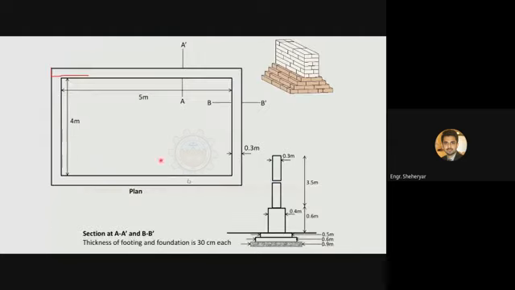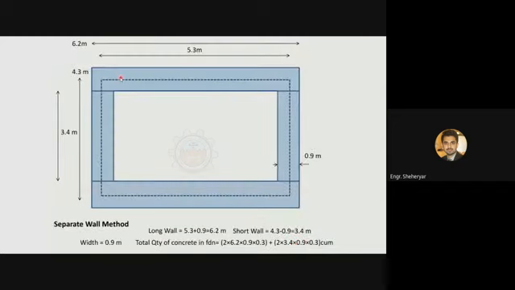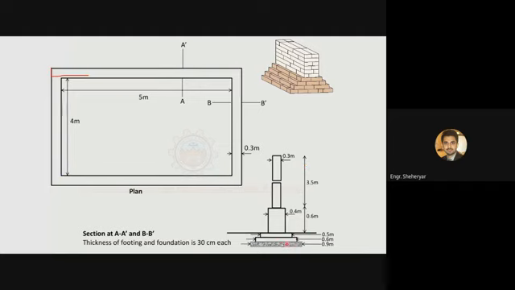Now I want to estimate the quantities of the materials at this level, at the level having the width equal to 0.9 meters. So I am drawing the plan view at this level. This is again the same structure, but now the wall thickness is greater, 0.9 meters, because I am showing the plan view of this structure at this level having a width of 0.9 meters.